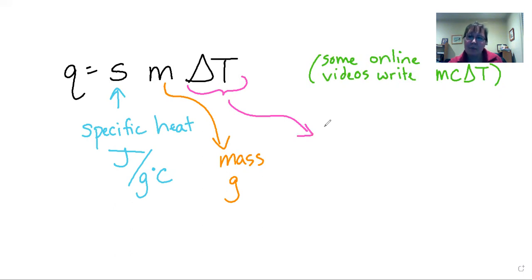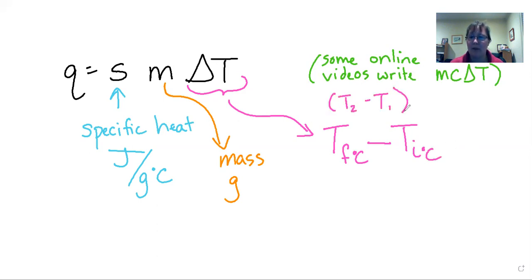Now, in chapter 5, all of our change in temperature was always in kelvins, and there was a reason for that. However, this delta T does not need to be in kelvins because we're looking at the change, and a kelvin and a degree Celsius are exactly the same increment. So you would say your final temperature in degrees Celsius minus your initial temperature in degrees Celsius, or T2 minus T1, if you prefer.